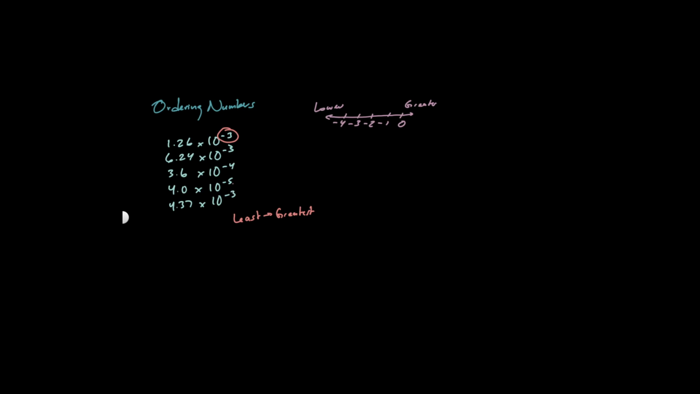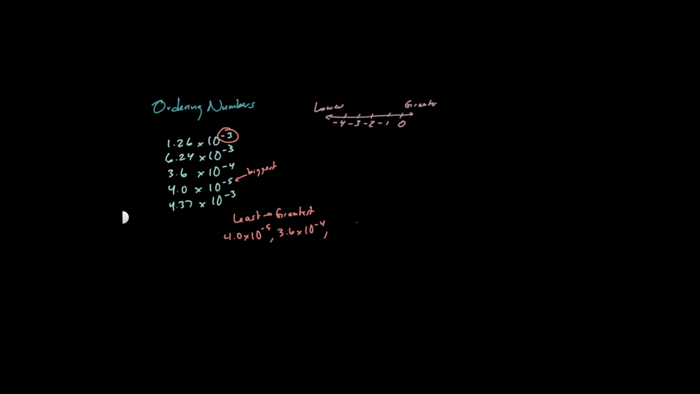The biggest one looks like it's the -5. So that number is going to be first. So you've got 4.0 times 10 to the -5. After that, the next biggest would be -4. There's only one of them. So then it's 3.6 times 10 to the -4.